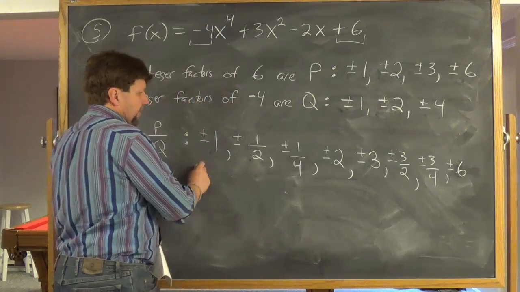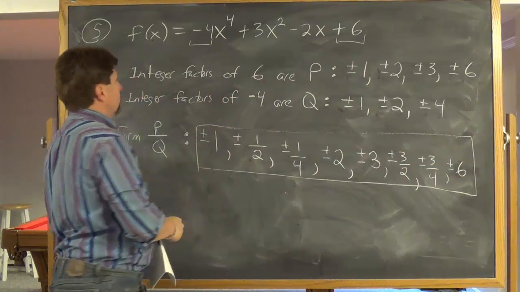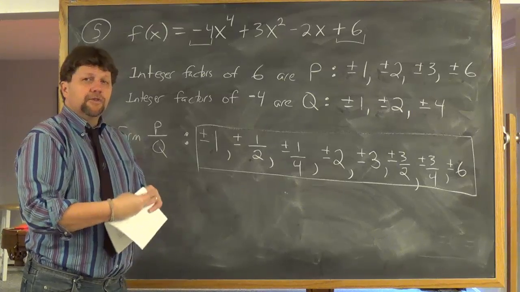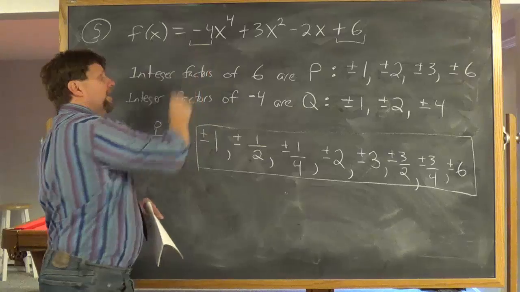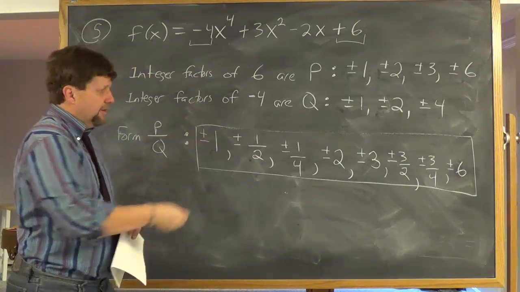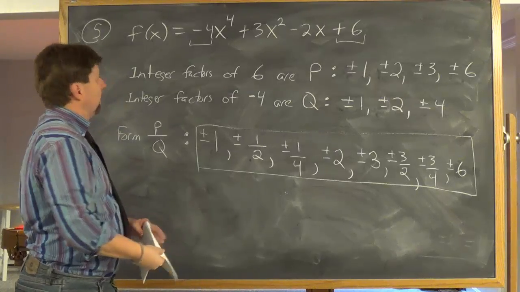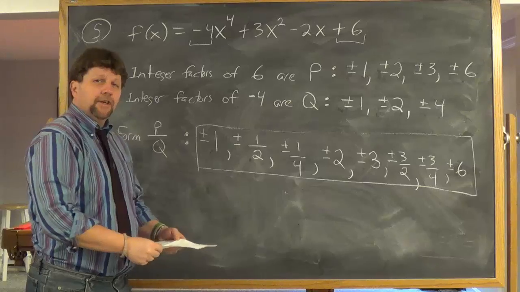And this would be the answer to number 5. Those are all the possible rational zeros for this polynomial. If this polynomial has a rational zero, it's in this list somewhere. And that's all you were asked to do for number 5. So that's it for number 5.